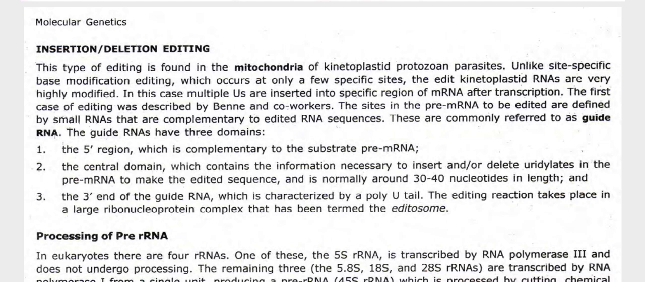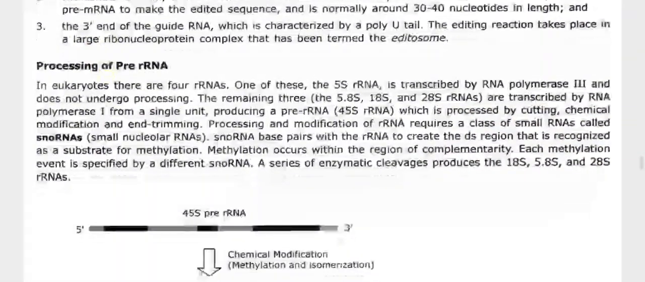The sites on the pre-mRNA to be edited are defined by small RNAs that are complementary to the edited RNA sequences. These are commonly referred to as guide RNA. The guide RNA has three domains: the 5' region, which is complementary to the substrate pre-mRNA; the central domain, which contains the information necessary to insert or delete uridylates in the pre-mRNA to make the edited sequence and is normally around 30 to 40 nucleotides in length; and the 3' end, which is characterized by a poly-U tail. The editing reaction takes place in a large ribonucleoprotein complex that has been termed the editosome.